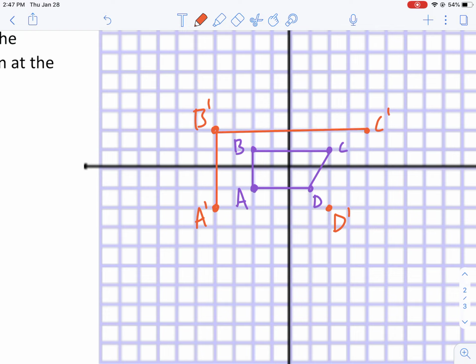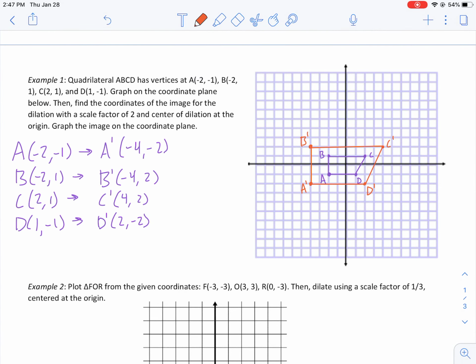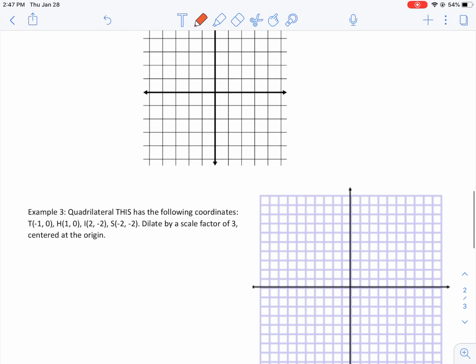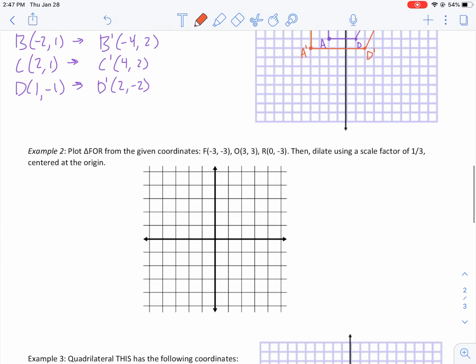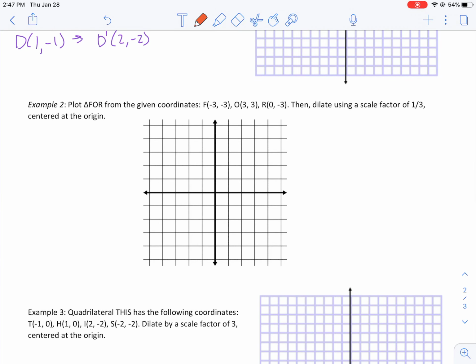All right? We can see that it's clearly bigger. All the side lengths have grown by 2. So that's how you do a dilation. All right, so we're going to look at 2 more examples, and then we'll be done. They're pretty much just doing the same things.